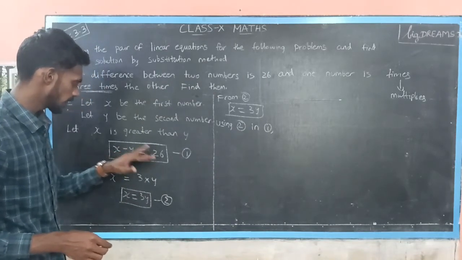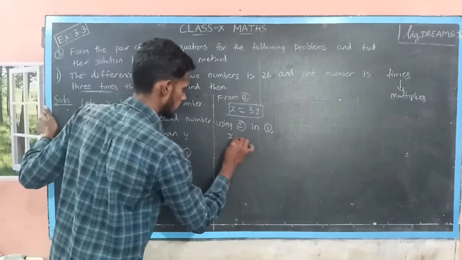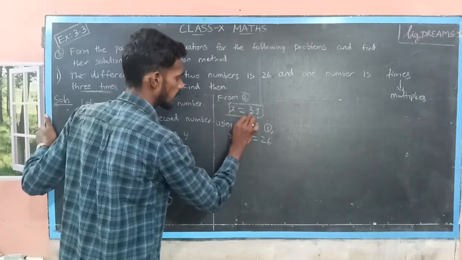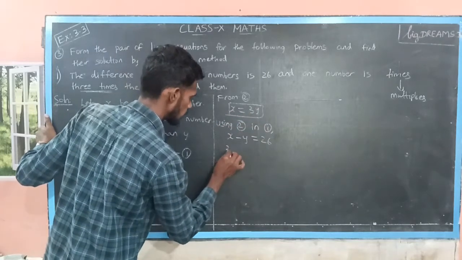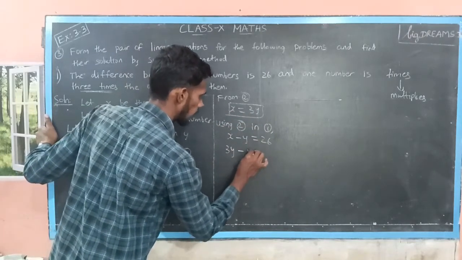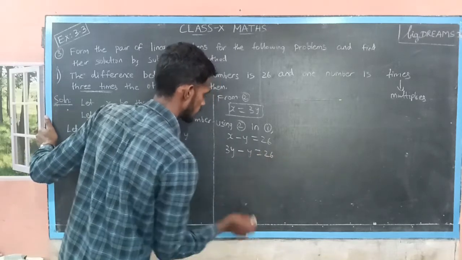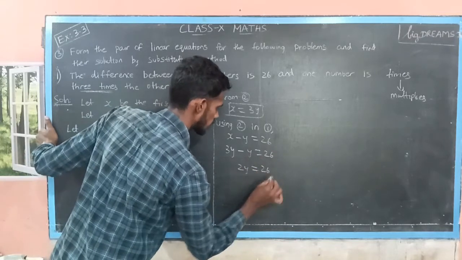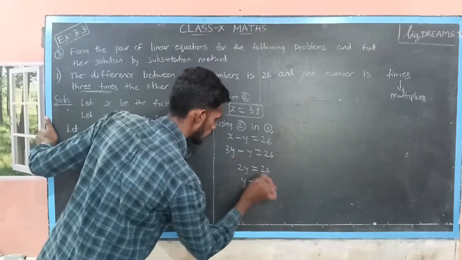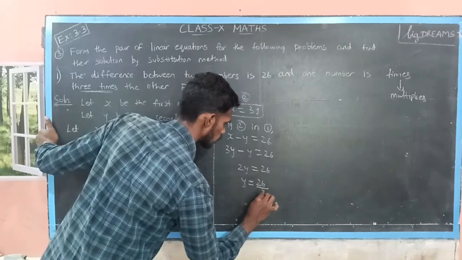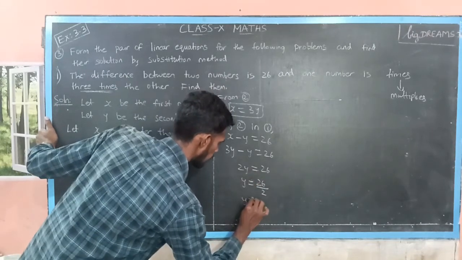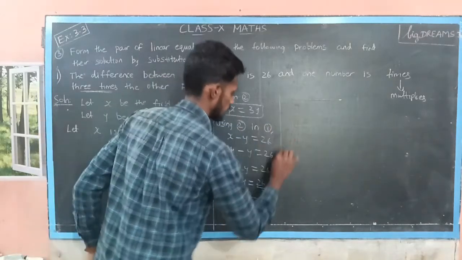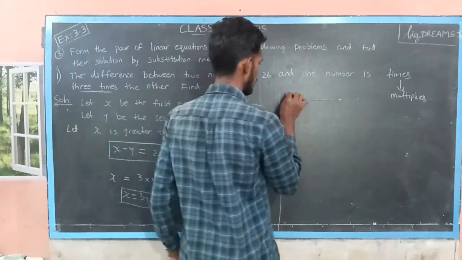So, x minus y is equal to 26. Substitute the value of x to be 3y. So, it is 3y minus y is equal to 26. 3y minus y gives 2y. So, 2y is equal to 26. When I take this 2 to the right side, it becomes the denominator. So, it is 26 by 2. So, the value of y is 13. Clear? Thus, we have found the value of y.